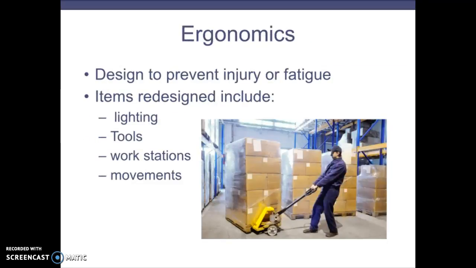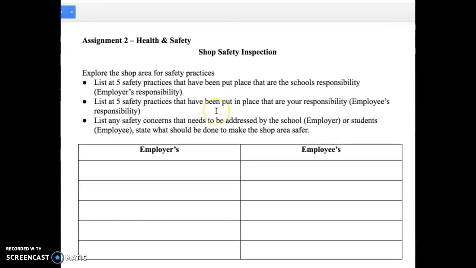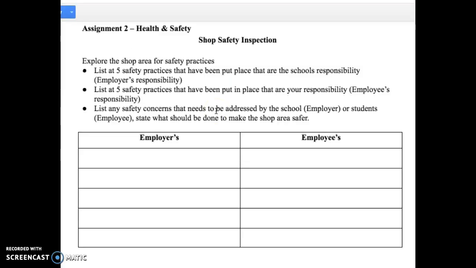We talked about ergonomics. There are some items that have been redesigned that include lighting, tools, workstations, and movements. So those are some pieces that you could look into on ergonomics. This is our presentation for today. Your assignment related to this content is assignment number 2, health and safety shop inspection. You have the opportunity to inspect either a shop in the school or a shop of your own at home and follow through on this assignment. I hope you learned a lot about safety, the employer's role, as well as your role.